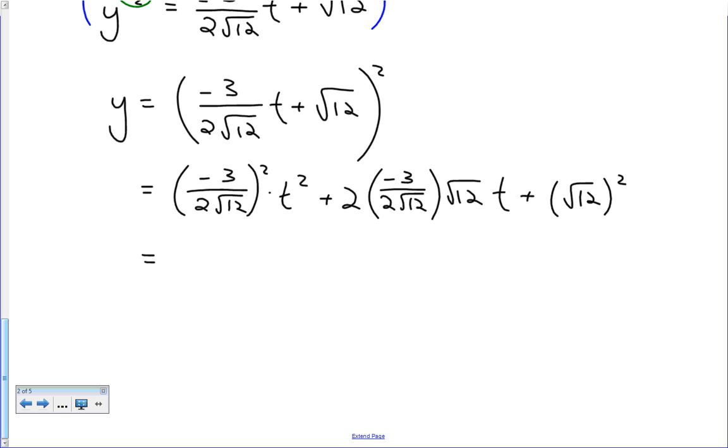And so what we end up with, we already did this a second ago, is 9 over 48, which reduces down to 3 over 16 actually if you divide by 3, so I'll do that. 3 over 16 t squared. And then this middle term here, the square roots of 12 are going to cancel out. In fact, so are the 2's. So you'll end up with a minus 3t. Let me actually write it as subtracting 3t. And then the square root of 12 squared is 12. Okay, so that's what y is equal to.